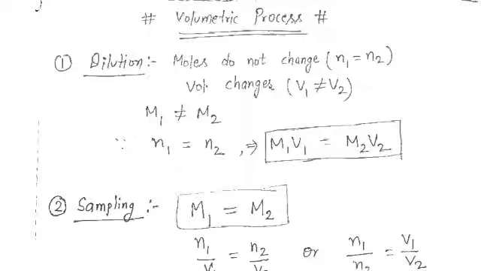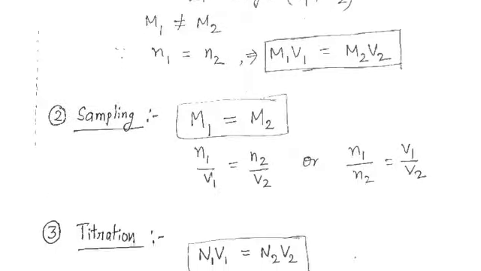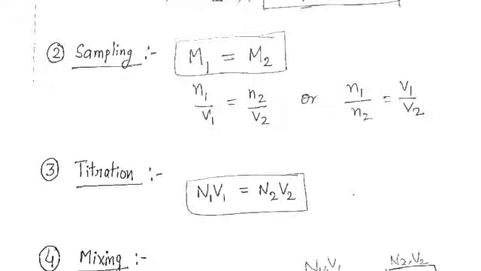You just have to identify whether the process is a dilution or not, and fix it in your mind that in dilution the moles do not change. All right. Now the second thing, that is sampling.